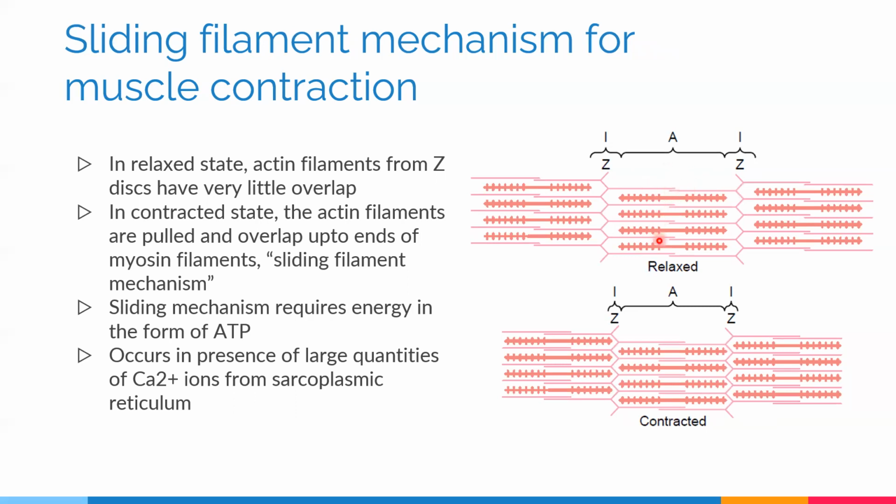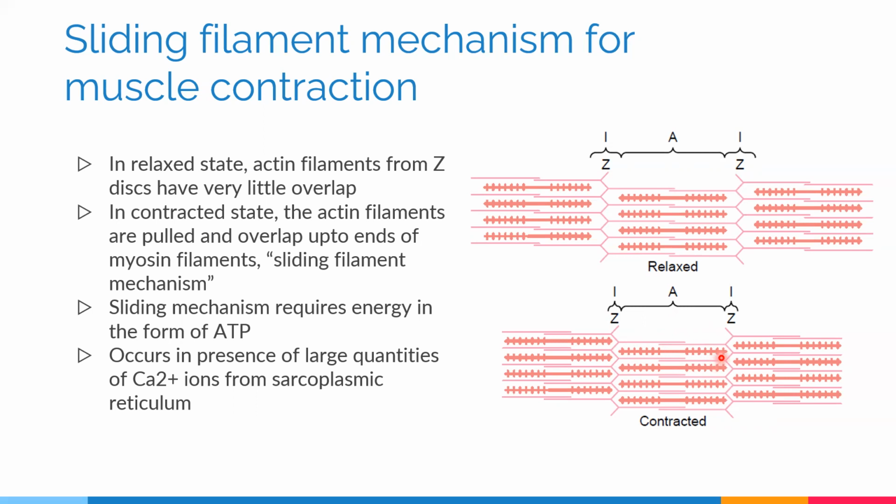But as the contraction proceeds, the actin filaments are pulled and their ends start overlapping into the ends of the myosin filaments, and this is known as the sliding filament mechanism. As we can see right here, as this myosin filament pulls the actin from the right to the left, and this myosin pulls the actin from the left to the right, the actin filaments now start overlapping. And this exactly is what we mean by sliding filament mechanism.